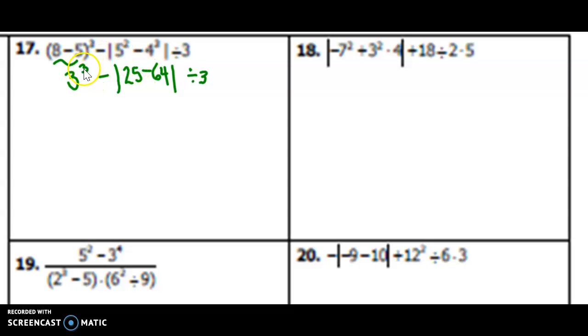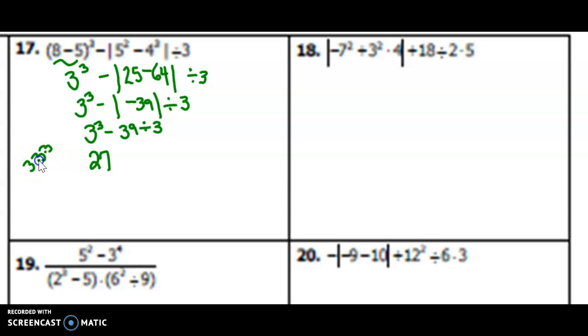Now, I can go ahead and do this exponent, but I'm not going to. I'm just going to bring it down. I'm going to take the absolute value here of a negative 39, because that's what 25 minus 64 is. And as I look here, I still have to take this absolute value. So I'm doing one step at a time and actually getting rid of those grouping symbols before I do anything else. Now at that point, I can go ahead and do my exponent. So 3 to the 3rd power is 27. That's 3 times 3 times 3.